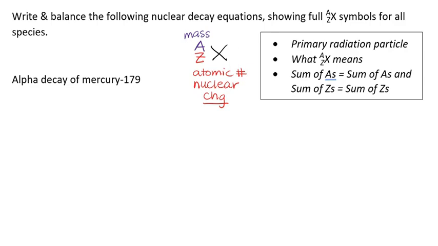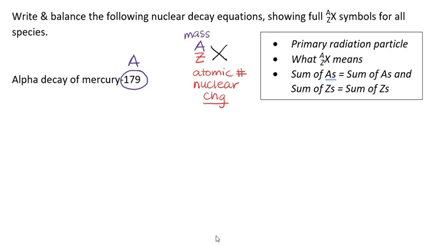I think we're ready to go ahead and start with the first problem. The first problem is alpha decay of mercury-179. One other thing, just as a reminder: if it's not already in the AZX notation and it's written as the name, the number is the mass number. That way we know how to translate that into the AZX notation.